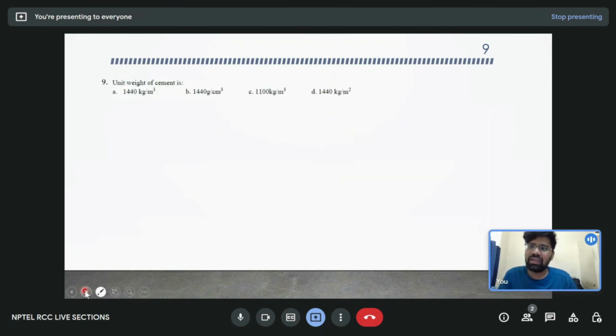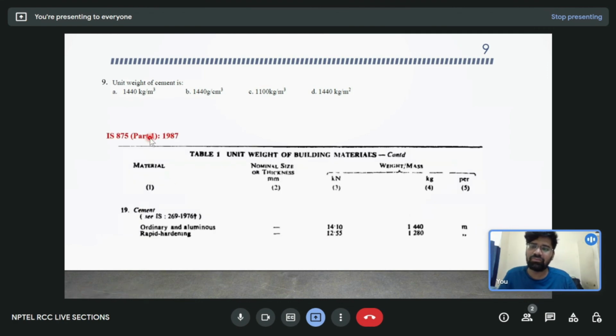Now coming to the ninth question, the unit weight of cement is what? Again, this is mentioned in IS codes. IS 875 has different parts. Part 1 is for the calculation of dead loads, part 2 is for live loads, part 3 is for wind load, part 4 is for snow load, and part 5 is for combinations and special types of loads. Cement is a type of dead load, so we can get its unit weight in IS 875 part 1, 1987. Here it can be seen that cement has a unit weight of 1440 kg per meter cube.